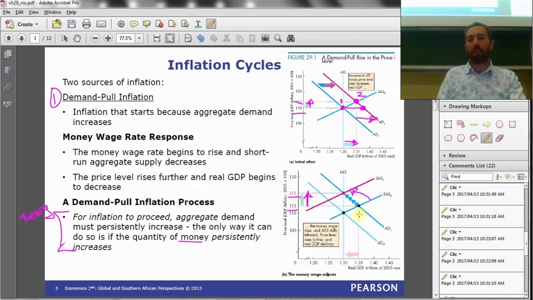An increase in money which shifts aggregate demand then has an aggregate supply curve response, and as long as money is consistently growing, aggregate demand will be consistently growing. And if aggregate demand is consistently growing and there's a consistent aggregate supply side effect, what do we end up with? With the growth of money, we end up with just growth in prices. So one of the ways in which prices may consistently grow is if money is consistently growing.